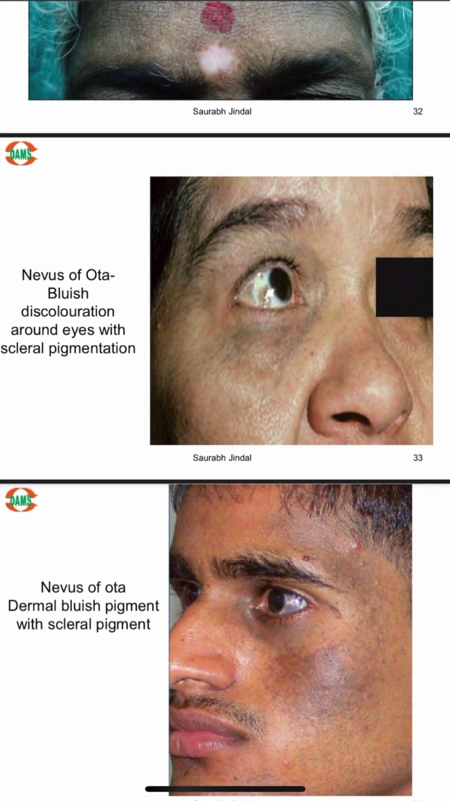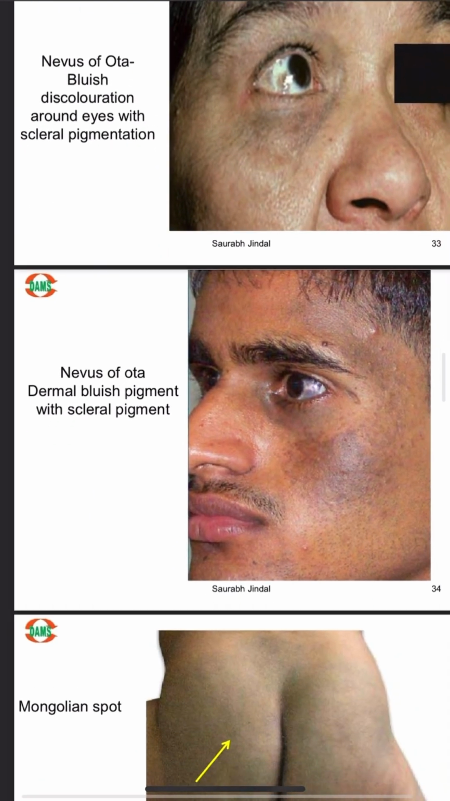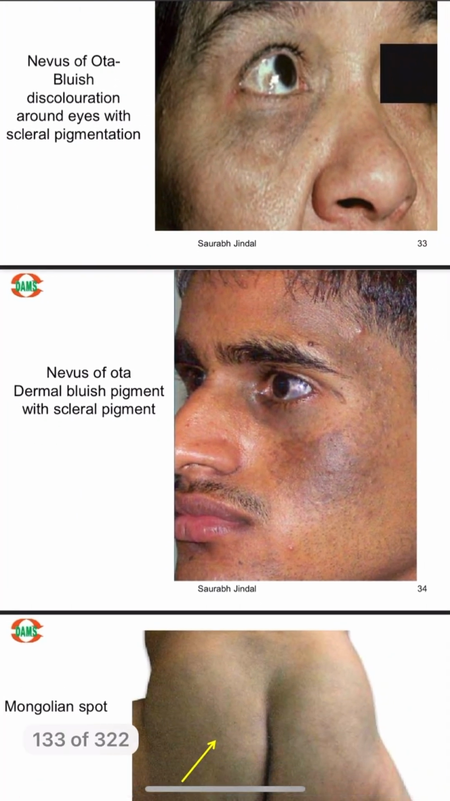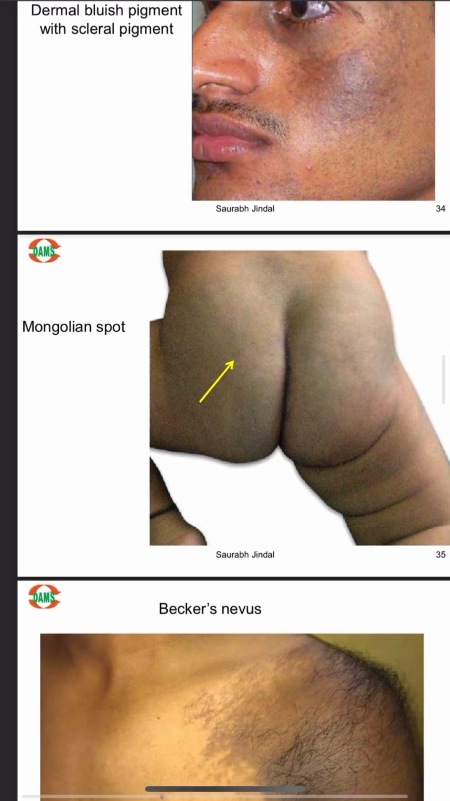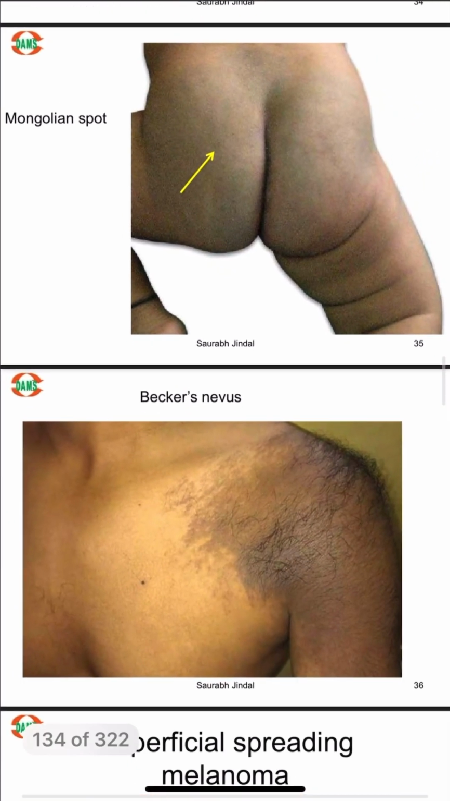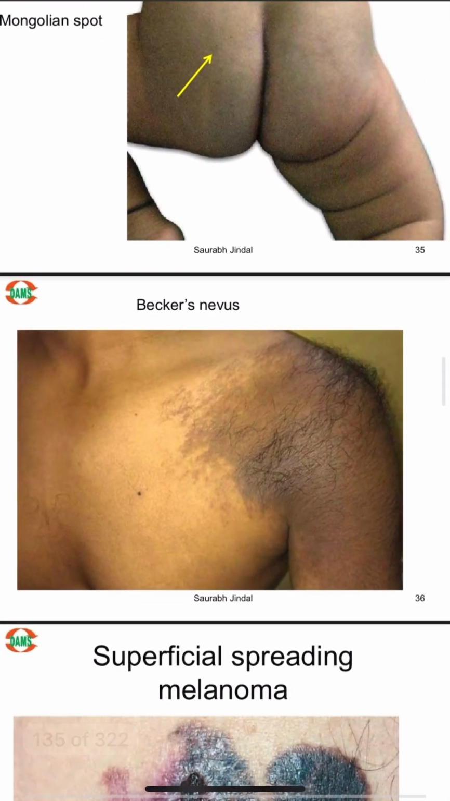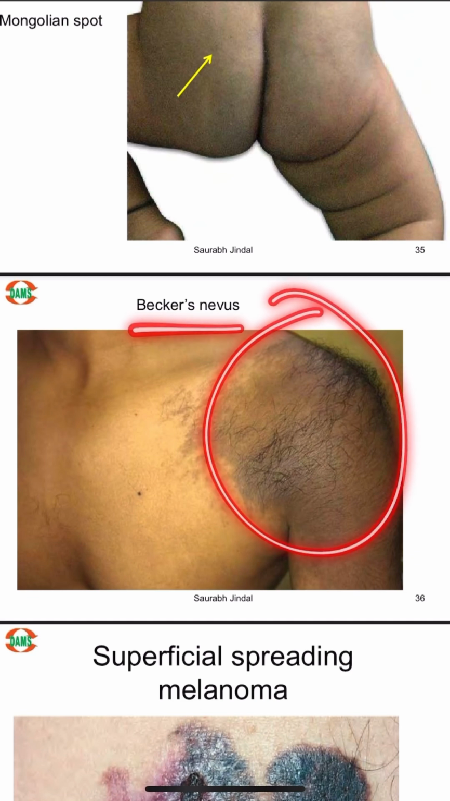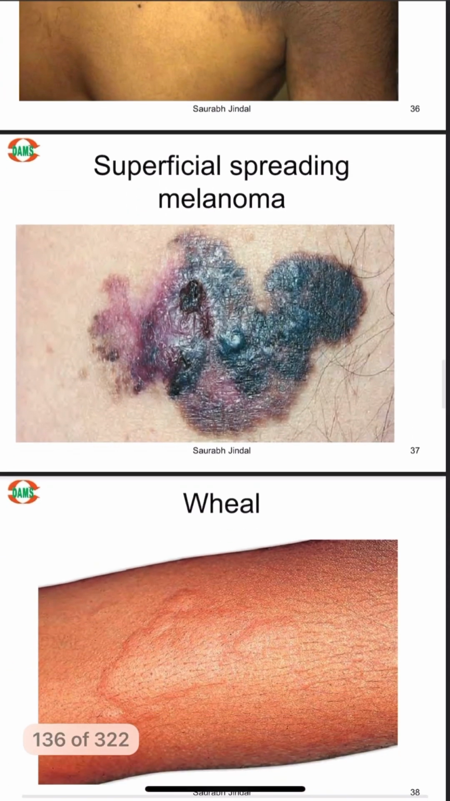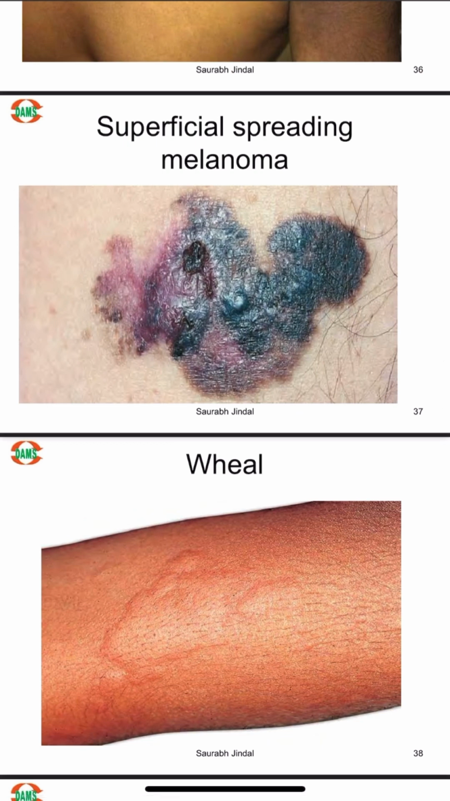This is nevus of Ota, which is bluish discoloration around eyes with scleral pigmentation. This is dermal bluish pigment with scleral pigment, again nevus of Ota. This is Mongolian spot. It is congenital. These all are congenital. Becker's nevus is also congenital. It is superficial spreading melanoma.